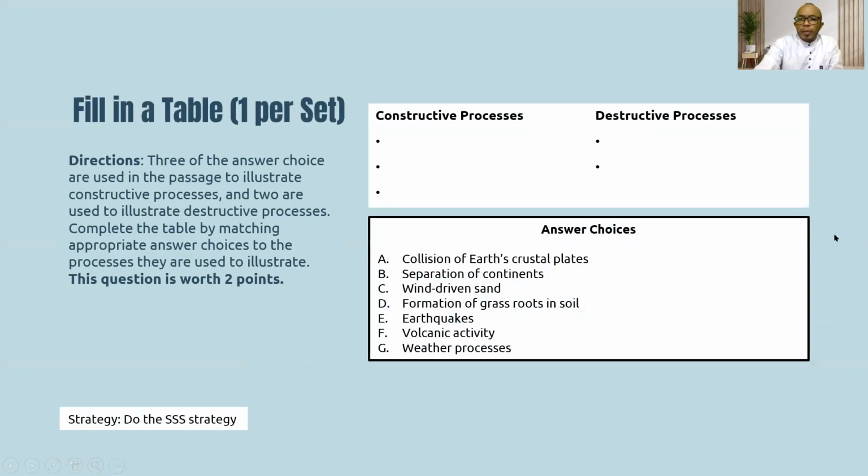Now, what about the fill in a table question? This question may also appear at the end of the passage, and it's always worth more than 1 point. The strategy for this one is similar to some other types, which is the triple S strategy. So you need to check each of them and make sure that they are in the right classification based on what is being asked from the question.